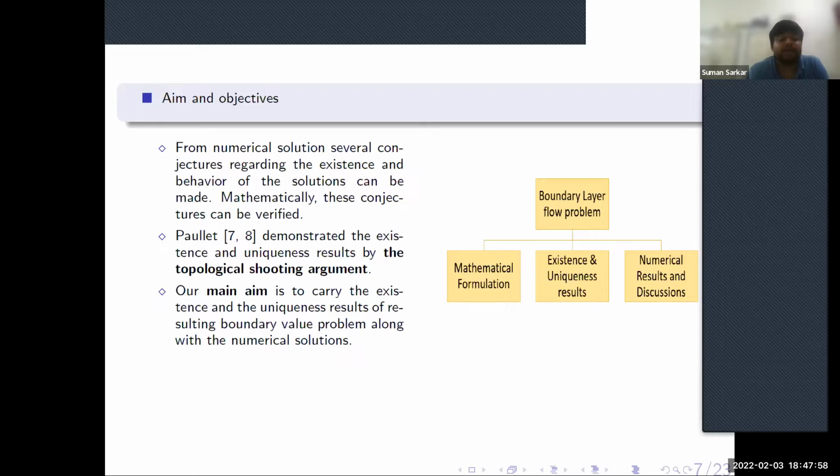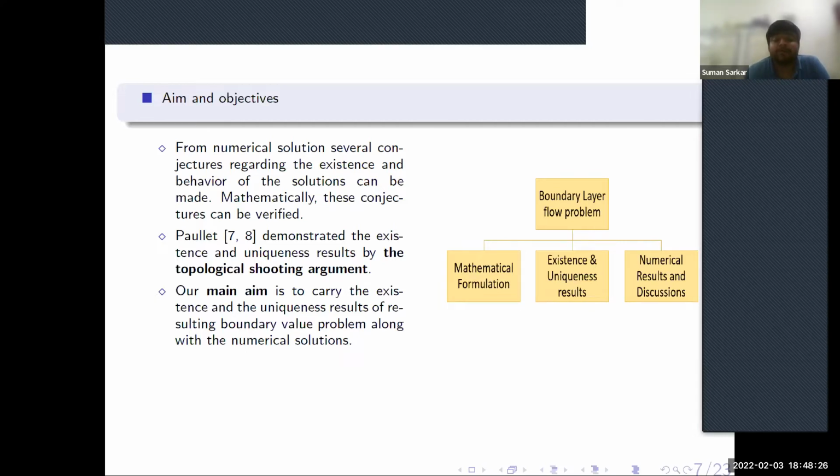There are many general tools to verify this existence, uniqueness, and analytic behavior, and Poulet, using the topological shooting method, demonstrated the existence and uniqueness results in his paper. By the above literature survey, our aim is to carry out existence and uniqueness results of the resulting governing boundary value problem along with numerical solutions. So we first consider a boundary value problem.